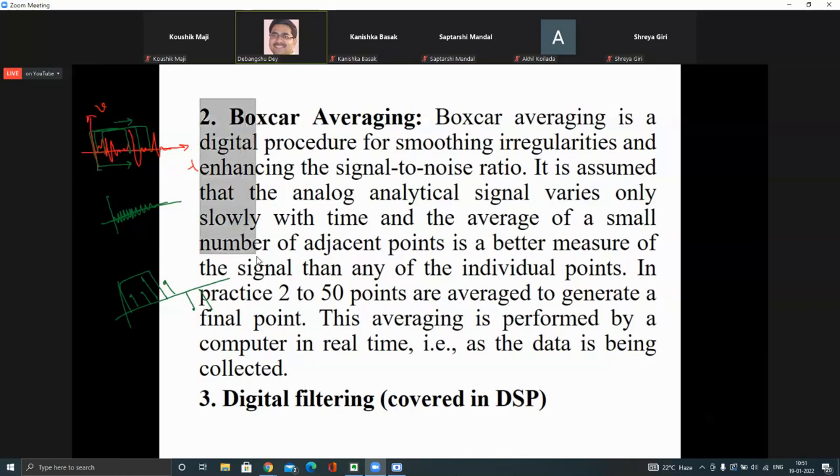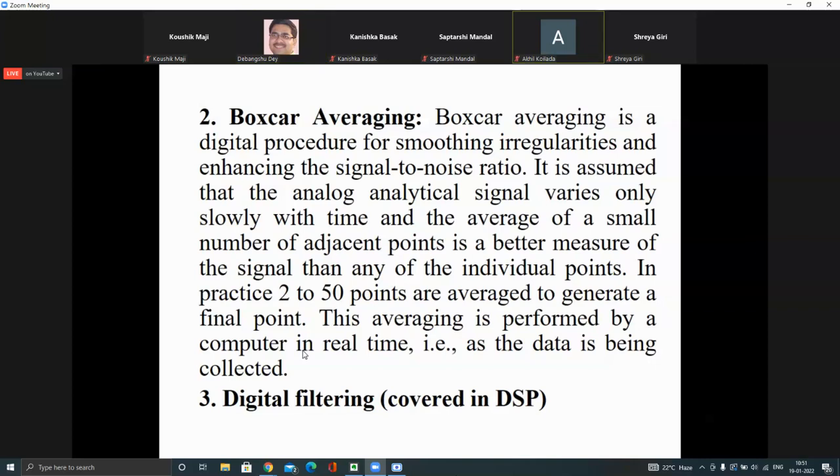At least some idea why it is called the boxcar? Sir, what does the size of that box depend upon? Or the window? That depends on your noise nature and the signal window. So that is a trial and error method. Okay, sir. Sometimes trial and error method is a good name.